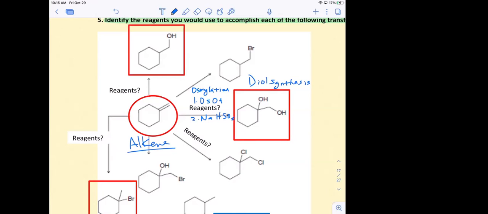All right, let's look at the top structure. First of all, what functional group is that up top? What did we convert the alkene to?